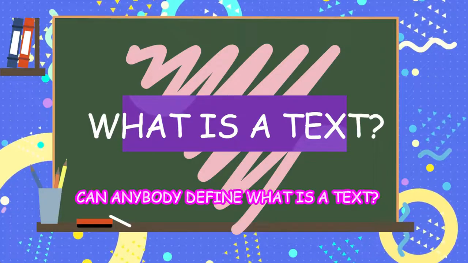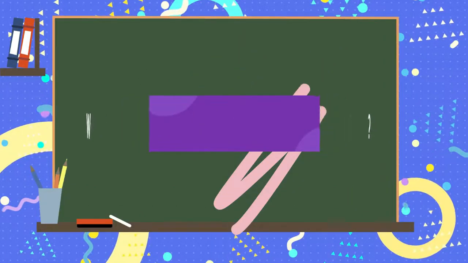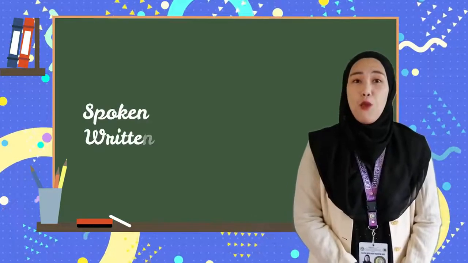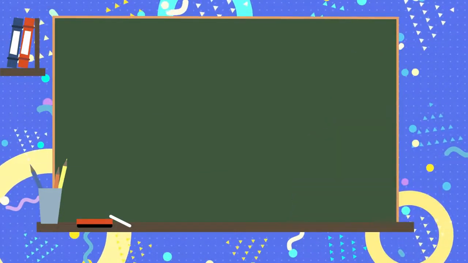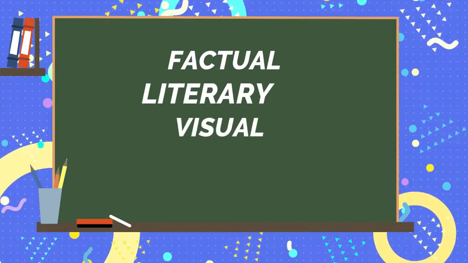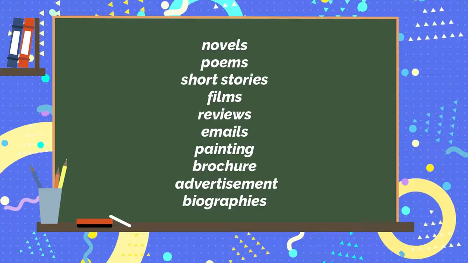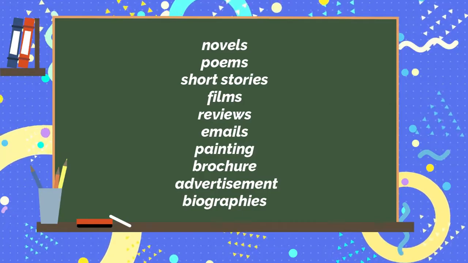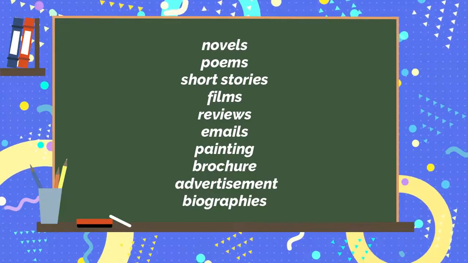Now, what is the definition of the text? Can anybody define what is a text? Very good. A text is a form of spoken, written, or visual communication to convey the meaning to an audience. Could be factual, literary, visual, or media. This includes the following: novels, poems, short stories, films, reviews, emails, painting, brochure, advertisement, and biographies.